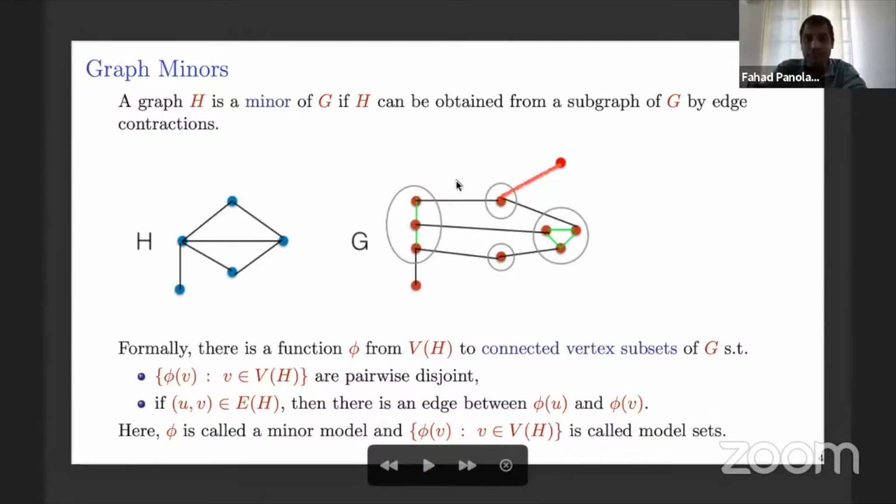This function, connected sets with these properties, is called a minor model. So you should be able to get connected sets, one for each vertex here, and then you contract the edges. There should be one more here, which is a singleton. Contract the edges in the connected sets, and then what you eventually get is a graph similar to H, or isomorphic to H, from a subgraph.